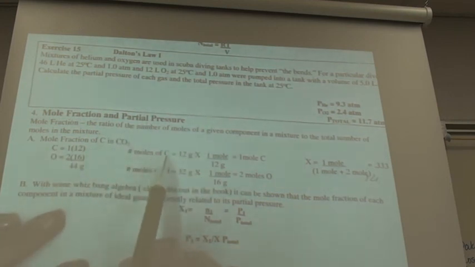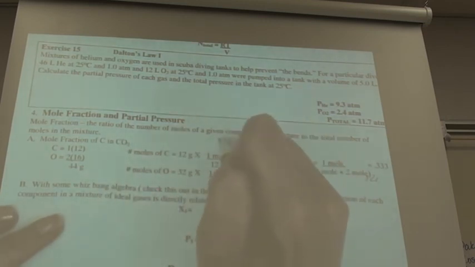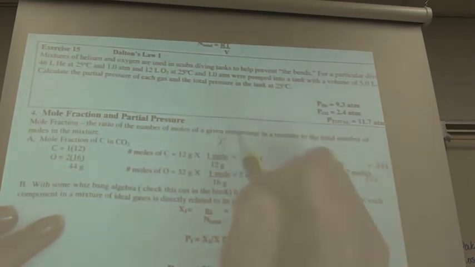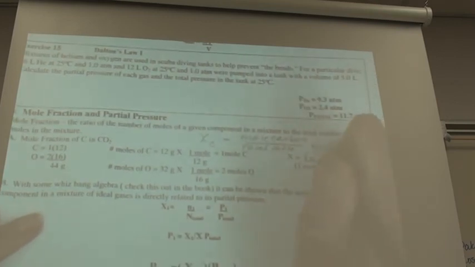I would like to know the number of moles in 12 grams of carbon. That's 1. The number of moles in 32 grams of oxygen. That's 2. Another way is to just look at the formula and say there's 1 mole of carbon and 2 moles of oxygen. The mole fraction, abbreviated chi, of carbon is equal to the moles of carbon over the total number of moles, which is the moles of carbon plus oxygen. So the mole fraction of carbon is 1 mole over 3 moles, which is 0.333.